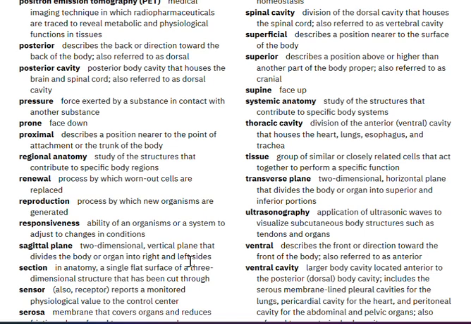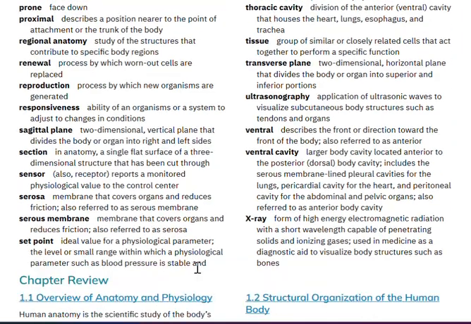Pressure, force exerted by the substance in contact with another substance. Prone is laying face down. Regional anatomy, study of the structures that contribute to specific body regions.